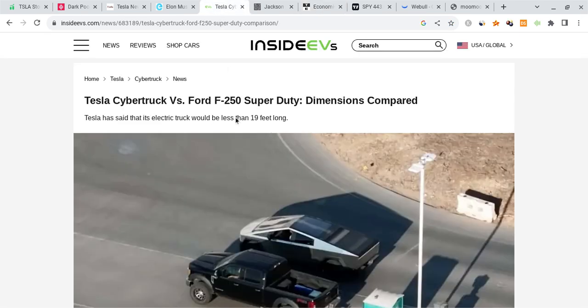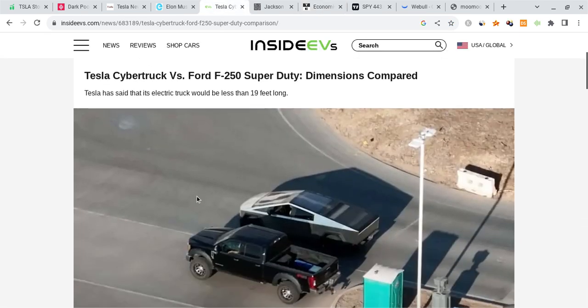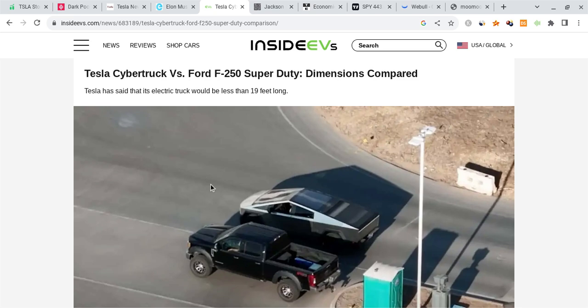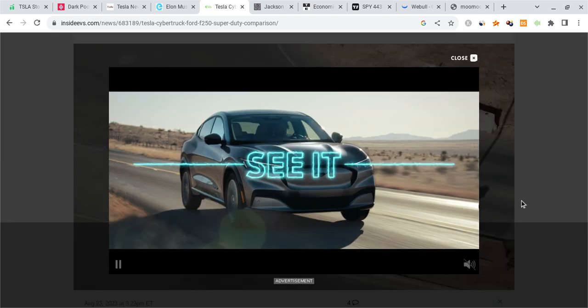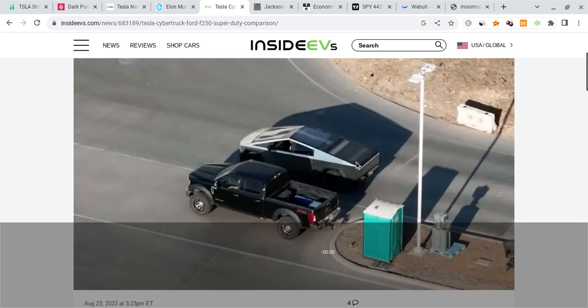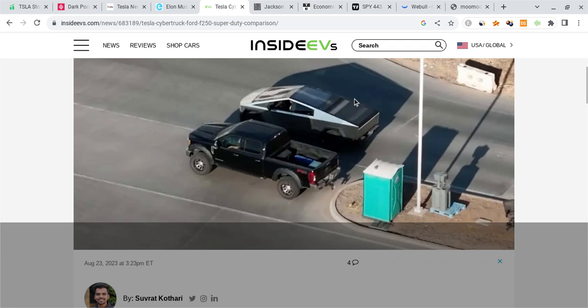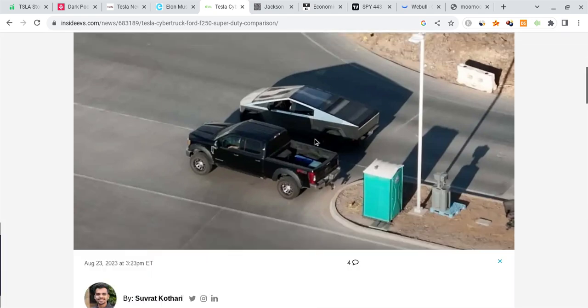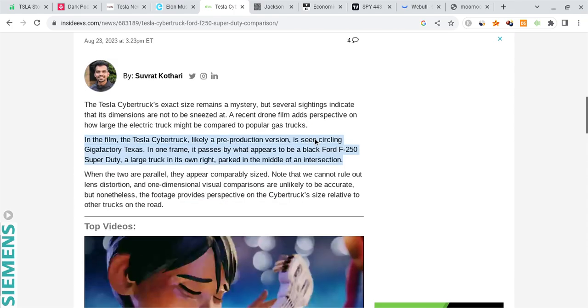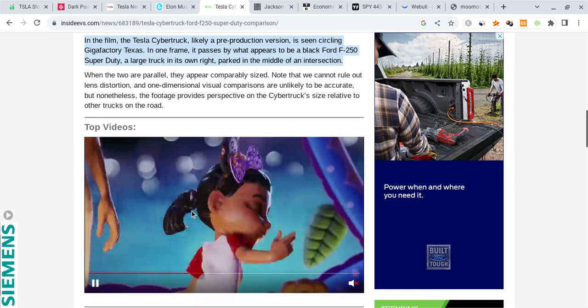Now, looking at Tesla, we have some good news that came out. There's a comparison between the Cybertruck and the Ford F-250 Super Duty. Once again, you can see their dimensions are quite similar, but this angle is not really the best to compare them from. But what I'm noticing that's very interesting about the media is we're getting lots of headlines about the Cybertruck. It's getting lots of hype. It's getting lots of excitement. And that is nothing but good news for Tesla.